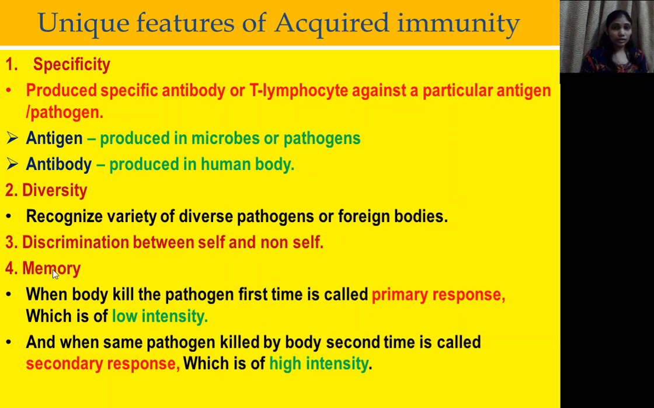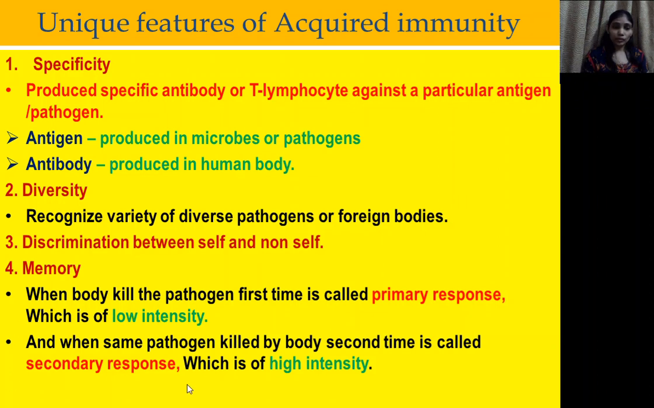Memory is also called immunological memory. When any pathogen enters our body, our immune system, that is acquired immunity, memorizes that pathogen. If that pathogen enters next time, the antibodies are already prepared in our body. When the body kills a pathogen the first time, it is called the primary response, which is of low intensity, because the first time the antibodies identify the pathogen and then destroy it.